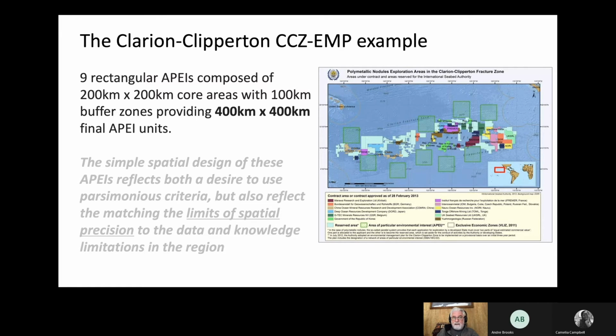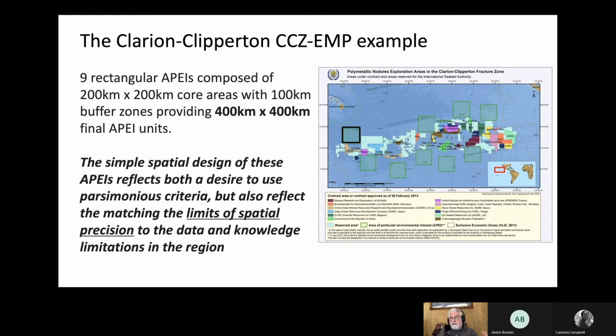So at the end of the day, the CCZ example created nine rectangular APEIs with 200 kilometer by 200 kilometer areas, with an additional 100 kilometer buffer around them, extending those areas out to 400 kilometer squares. This simple design reflects both the desire to have parsimonious criteria, and also the limits of spatial precision and knowledge about data and information in this region.